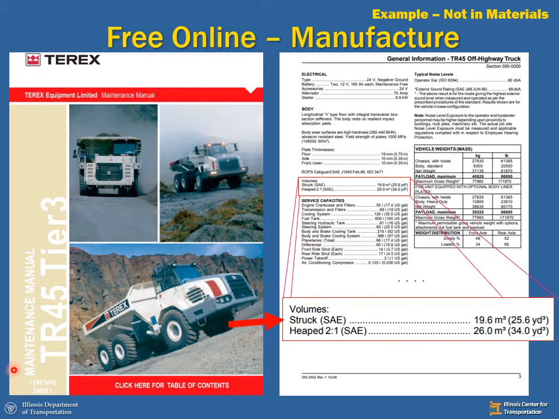Here's an example of online manufacturer data sheets. Here's the maintenance manual for our TR45s. Here's these big trucks we're hauling with. Right here in this little box, they provide the volumes of the hauling bed, and here I have struck and heaped. We are never using heaped. We will be using the struck capacity. Over here we see 25.6 cubic yards as a struck capacity.